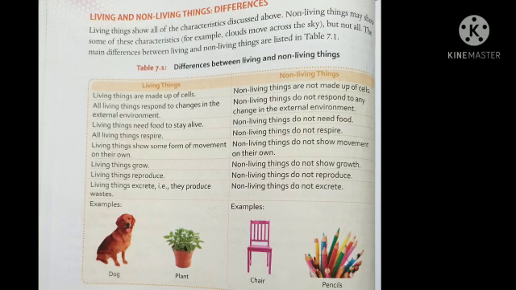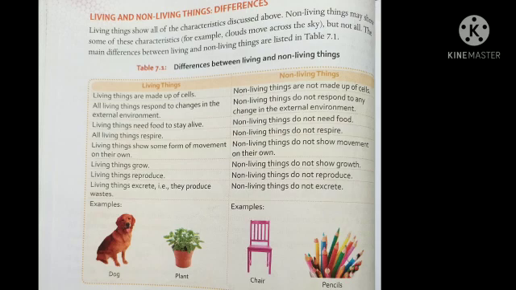Now we are going to discuss the table. Living things are made of cells, while non-living things are not made up of cells. Living things respond to the changes in the external environment, which we call response to stimuli, while non-living things do not respond to any change in the external environment. Now, living things need food to stay alive, while non-living things do not need food. All living things respire, while non-living things do not respire.